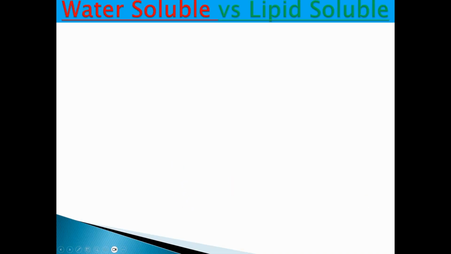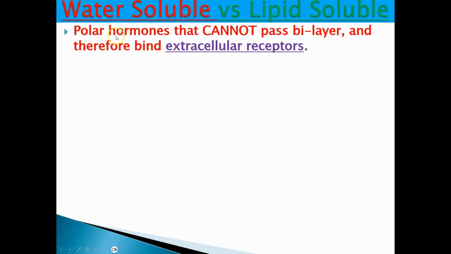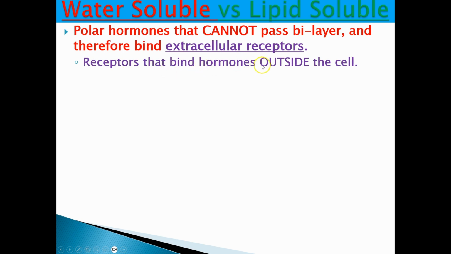All right, the final concept to close out of this, because we just were talking about this, I think it's important that I really close out on this concept. It was a big one, which is water soluble versus lipid soluble. And so water soluble are polar hormones that cannot pass the bilayer, and therefore they bind extracellular receptors. What are extracellular receptors? Well, if you remember, I was saying receptors that bind to hormones on the outside of the cell. These are hormones that can't cross the cell membrane, therefore it's like putting something in your mailbox and then the mail carrier taking it onward.